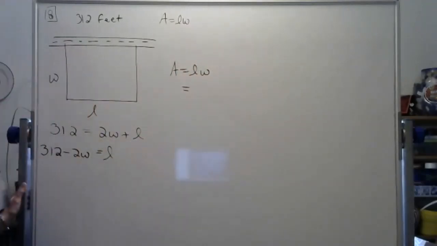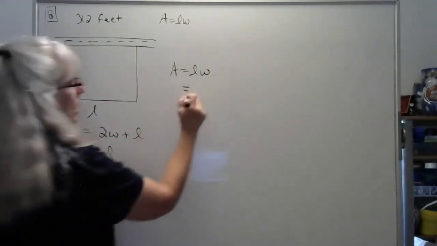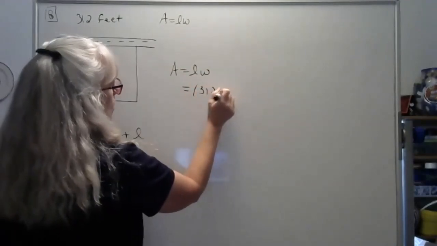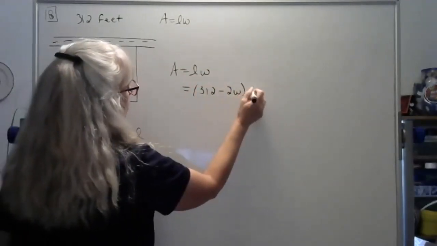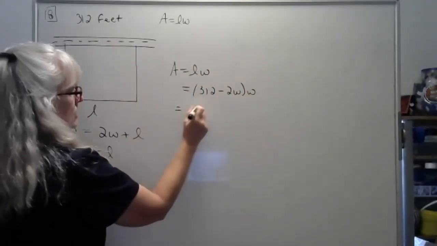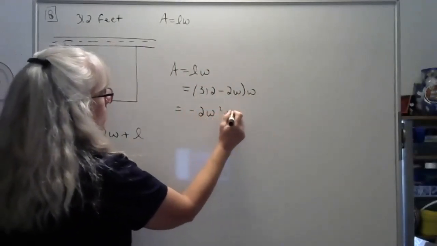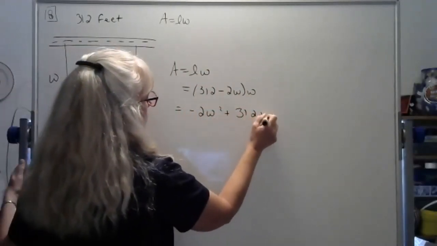But again, as a function, you can't have two variables floating around, two letters. So we're going to replace that L with the 312 minus 2W. So we have 312 minus 2W times W. So it's a negative 2W squared plus 312W.